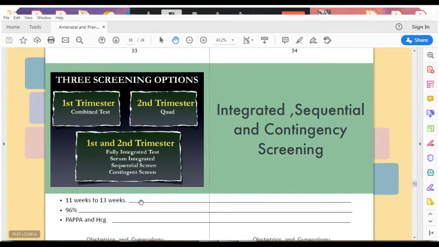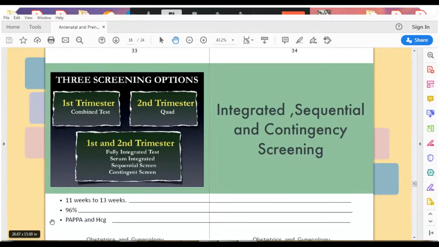There's another test which is part of the NIPS. They're called the 3 screening options. So there are 3 types: integrated, sequential, and contingency screening. These 3 tests are the same thing but in just different order. First of all, let's know what the test is about. The test is usually done at the 11th week to the 13th week. Its sensitivity is 96%. So this test has 2 parts.